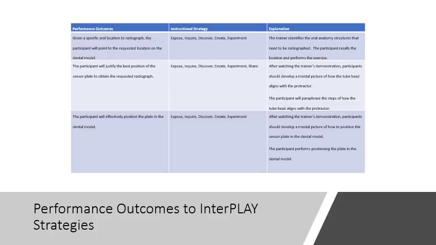In this chart, each performance outcome uses some, if not all, of the strategies, followed by an explanation on the expected behavior of the participant. So in the column on the right, for the first performance outcome, the trainer identifies the oral anatomy structures that need to be radiographed. Then the participant recalls the location and performs the exercise.